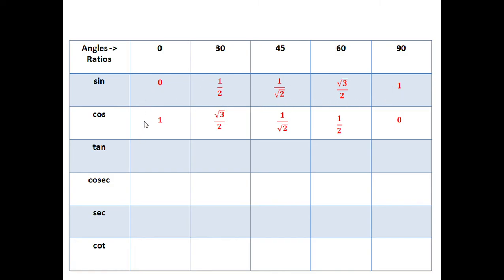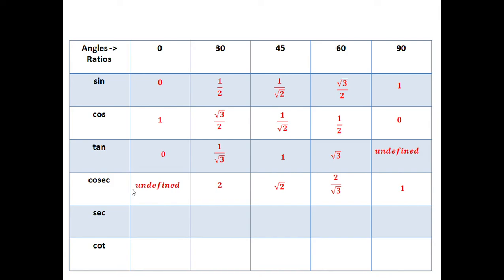Next, for tan theta. So sin theta by cos theta is tan theta. So 0 by 1, that is 0. 1 by 2 divided by root 3 by 2, so 1 by root 3. These two values are 1, and here root 3 by 2 divided by 1 by 2, so ultimately we shall get root 3, and here 1 by 0. Now let us understand here. 1 by 0, sin theta by cos theta. Here the denominator is 0. We know that we cannot divide any real number by 0. Therefore, this one is undefined.